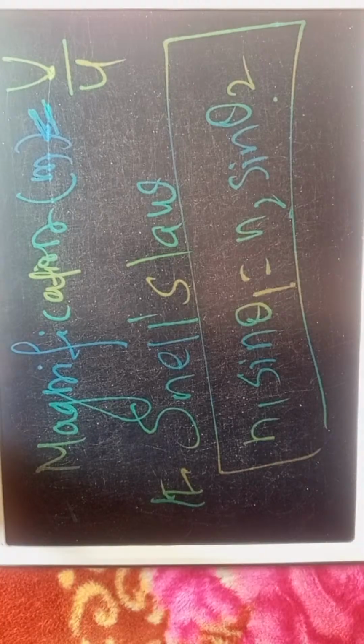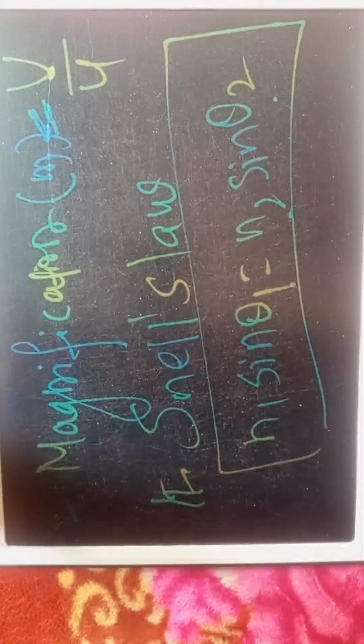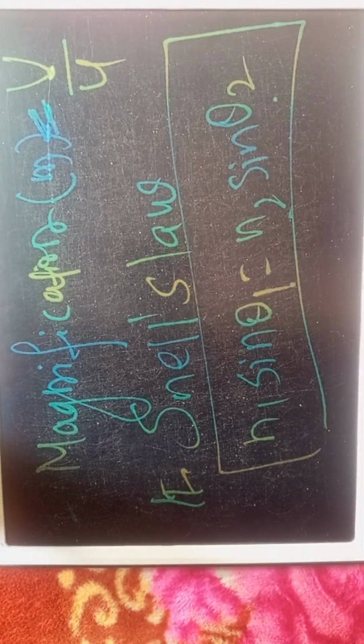Magnification m is equal to v by u. And Snell's law: n1 sin theta 1 is equal to n2 sin theta 2.